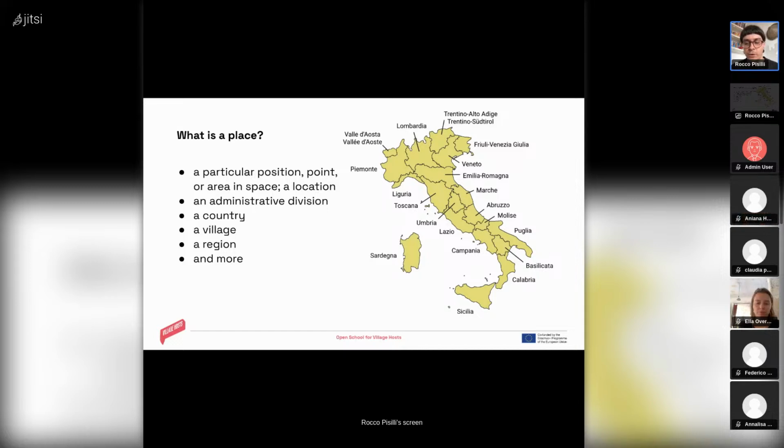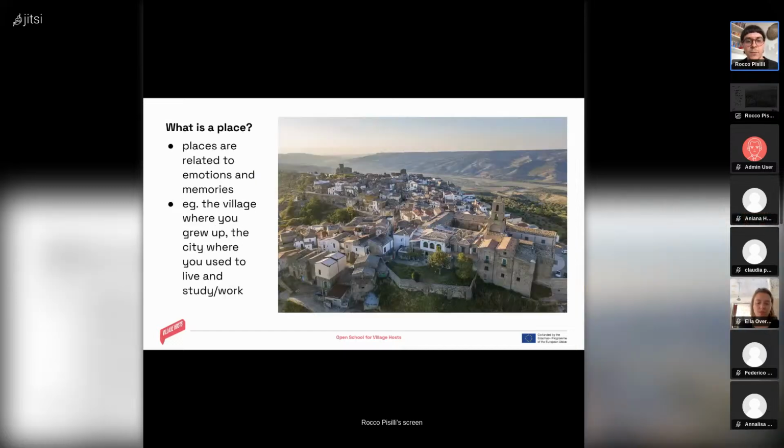It can be a village, a region, but also the places are related to emotion. They are the places where we live. And for example, in this picture, there is Grottole. That is the village where we have our project. And this is the village where some of you will come in May for the training. And so places are related with emotions. And for example, you have emotion related to the places where you grow up, or the cities where you studied or used to work.